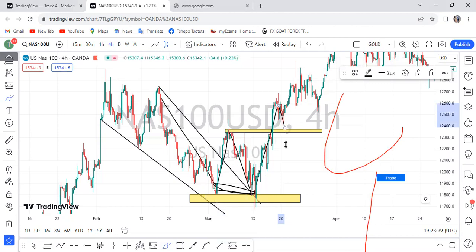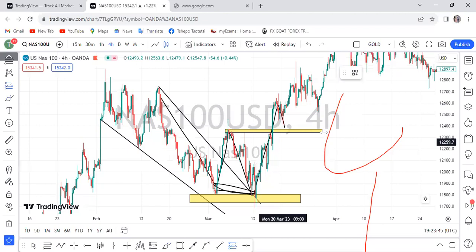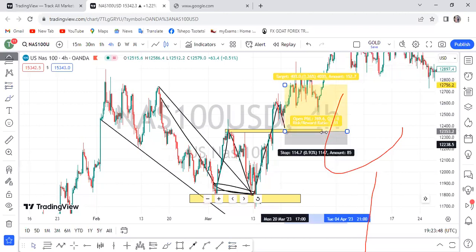Once market comes back at this level, that's when you can make your entry here. Then you wait for a market to do what? To break your previous high. So now, where is your previous high? You have your high here. You mark your high.